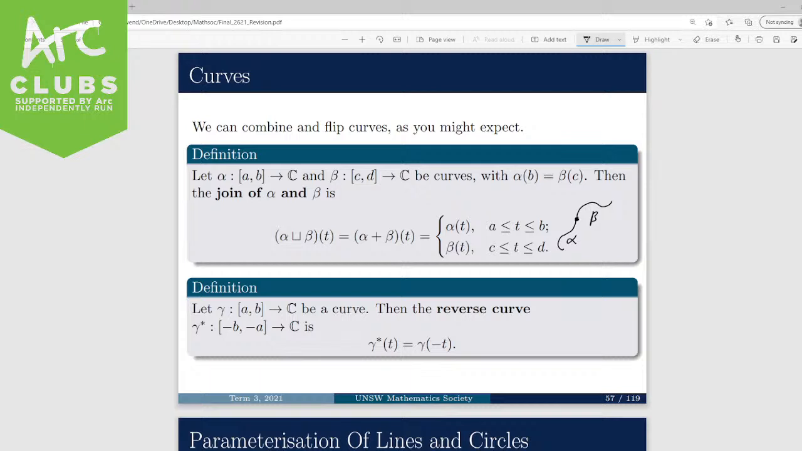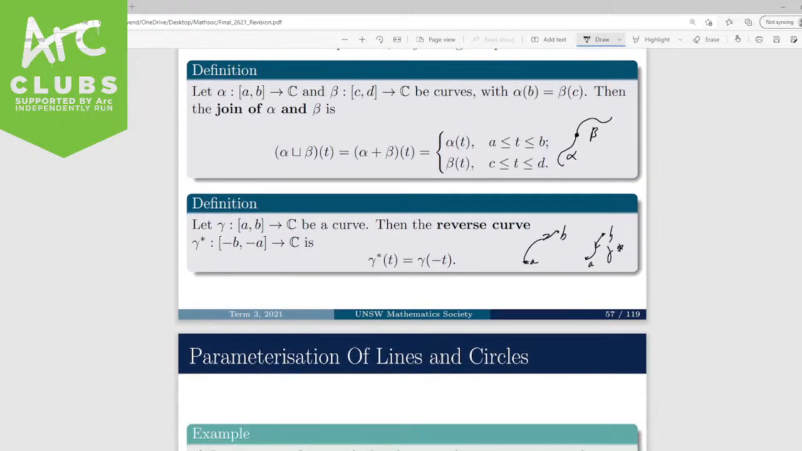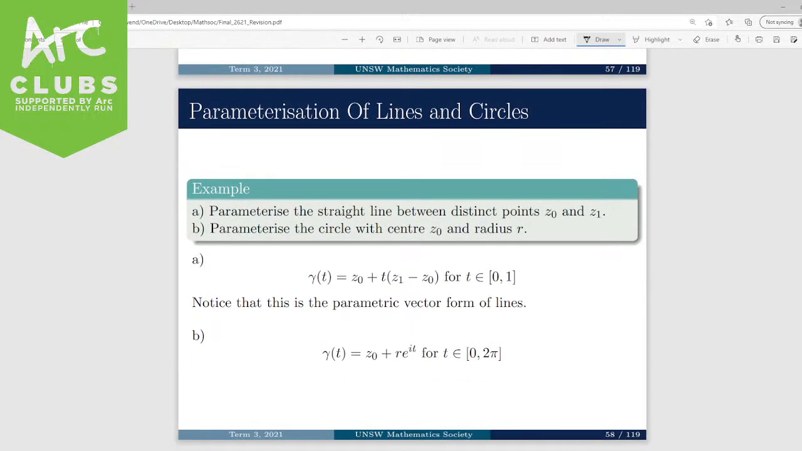And then the reverse curve, once again, the definition looks a bit fancy. The gamma star there stands for the reverse. So your curve going from A to B. And then what if your curve went from B to A? We've got the reverse. So that's all that definition is. These are all very nice formal things, but ultimately it should be relatively intuitive, going from a diagram, what these definitions are trying to say.